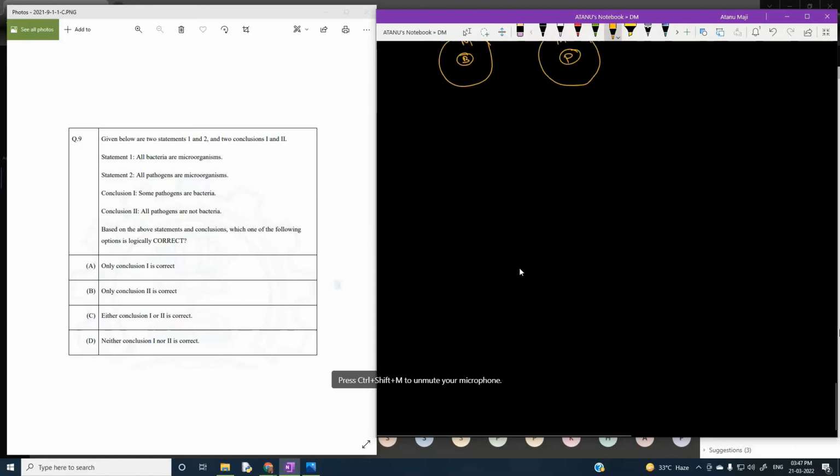Like, given that all bacteria are microorganisms, if we convert this into a logical statement, I can write it this way: for all living organisms, if it is a bacteria, then it is a microorganism. I hope you can remember these things. How can we convert any statement into its logical form?